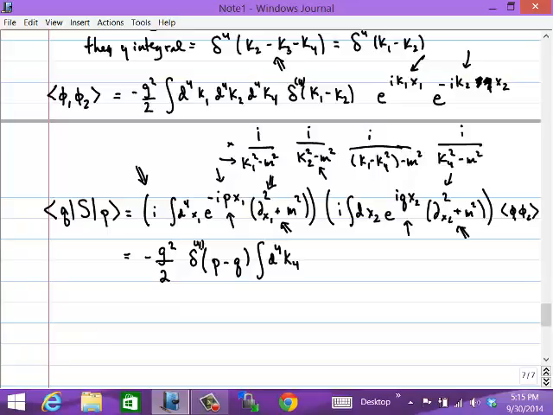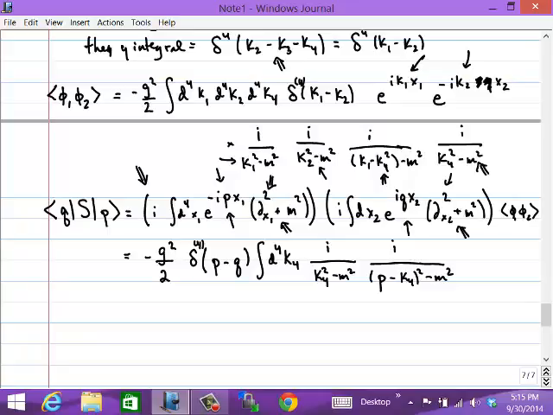And you're just left with these final two propagators. So you get an i over k4 squared minus m squared coming from this term right here, and an i over (p minus k4) squared minus m squared from that second term. So the final result for the scattering amplitude is actually relatively simple. Okay.